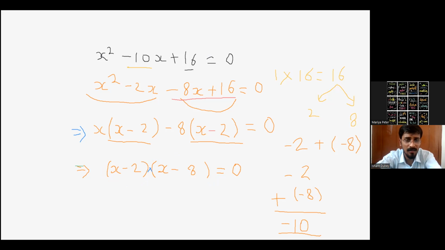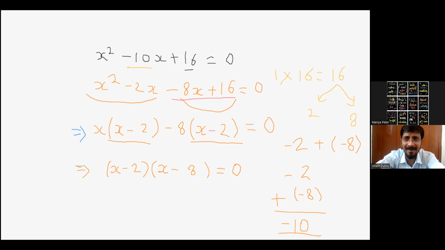Like here, within one parenthesis it is written x minus 2, and within the other parenthesis it is written x minus 8. In between, they are separated with multiplication. Both are in multiplication.